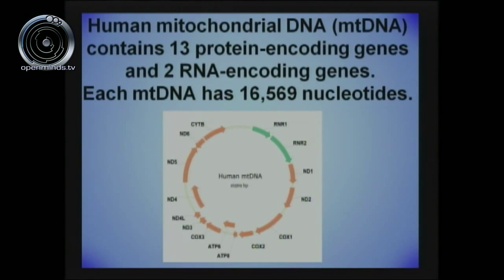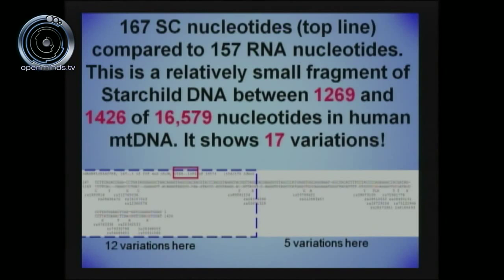Human mitochondrial DNA contains 13 protein encoding genes and 2 RNA encoding genes. Each mitochondrial DNA has 16,569 nucleotides. It's so small, it's so precise, they really, really know about mitochondrial DNA. Here are the 2 RNA genes, and here are the 13 that are protein encoding. This is a segment of 167 star-child nucleotides on the top line.